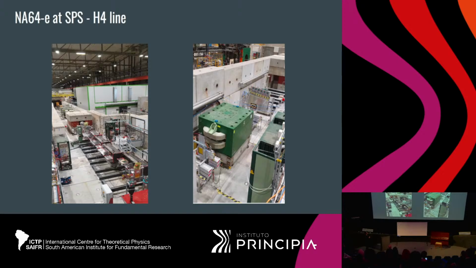Here you have a picture, which is... these experiments are not really nice to photograph because they are very long. Here you can see the target is here. This one is the module of the hadronic calorimeter, and this is the magnet that bends the beam to measure the momentum of the incoming electron.